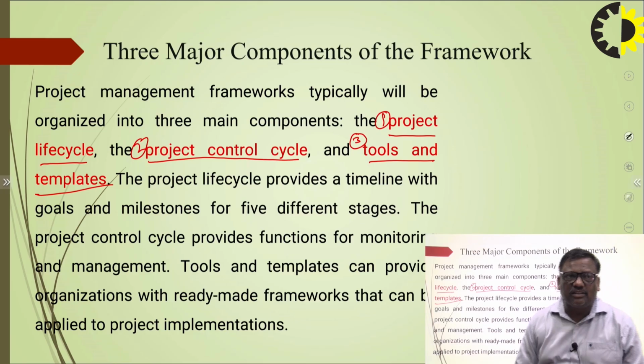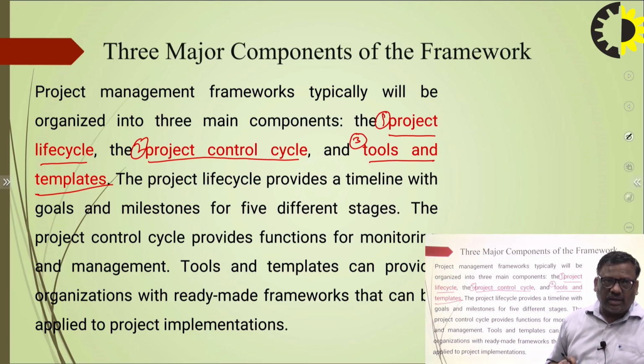Project life cycles provide the timeline. Timeline means schedule, stages, and completion time. Typically, here five stages are discussed in this lecture, and each stage is well defined and scheduled also. The second one is the project control cycle, which provides the function of monitoring and management. Monitoring and control is a major part of management, therefore it is considered in the second part.